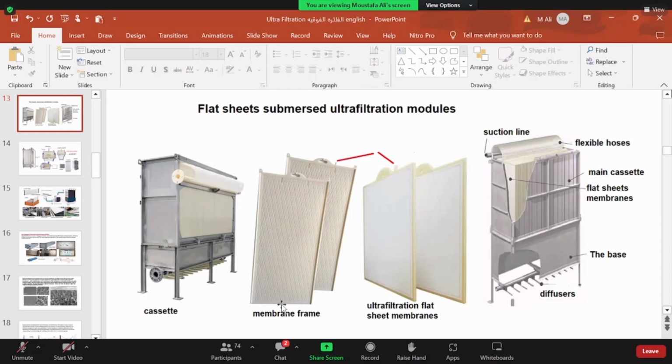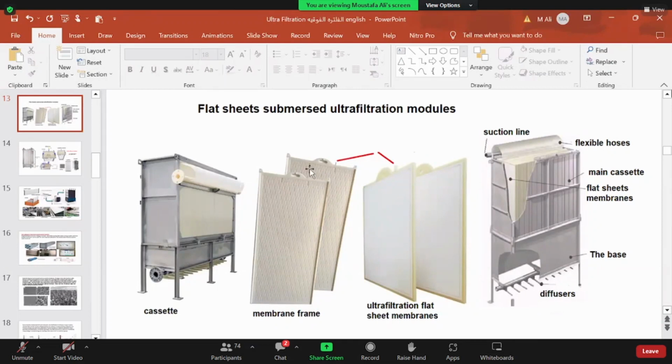We have this frame and this supporting material inside the frame. We can notice here one tiny nozzle, or small nozzle. It is used for sucking. So in all submerged applications, we locate the module or the membrane inside a tank, and of course it is a sucking application.